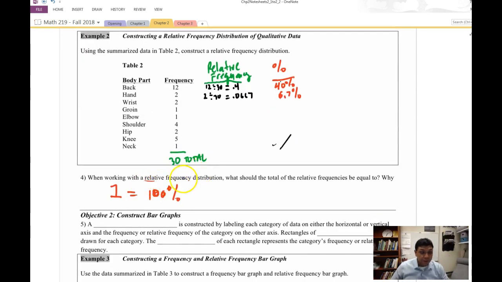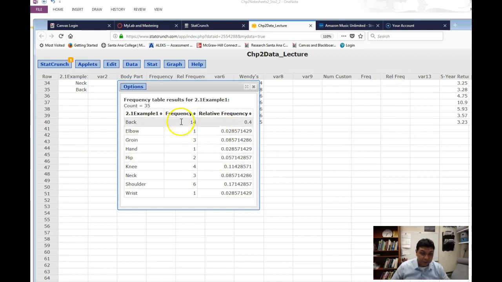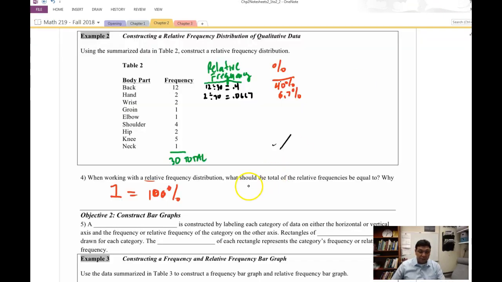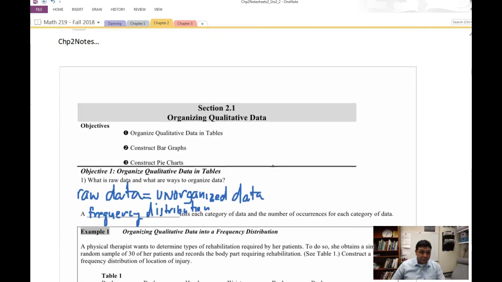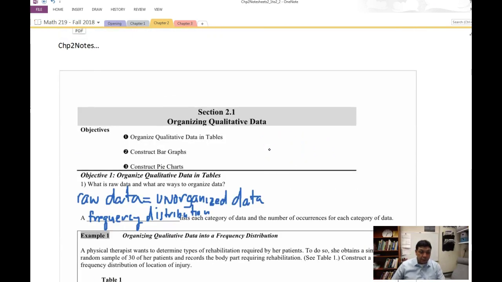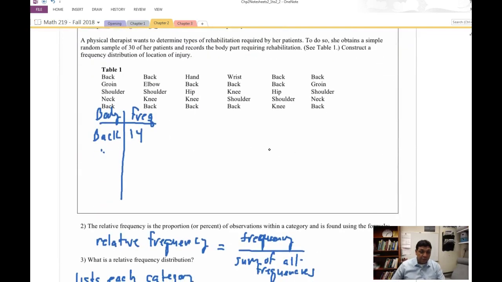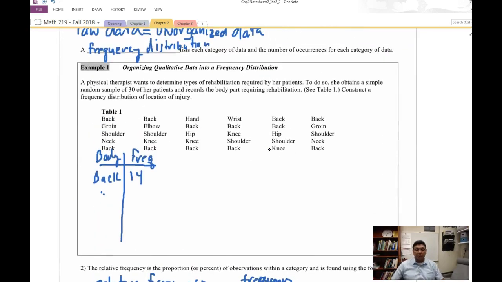When working with a relative frequency distribution, what should the total be when you add all these up? Well, when you add all the frequencies up, this equals 30. Now, if I calculated all the relative frequencies, the total should be equal to 1. And again, you see I had shown you that's what we ended up with over here in this example. Then again, the numbers are different than that example, but if we added all that up, that would be equal to 1. And that's an important factor in terms of relative frequency because it has to equal 100%. And so that's the idea there. So this is the first part of 2.1, organizing data in a frequency distribution or a relative frequency distribution.